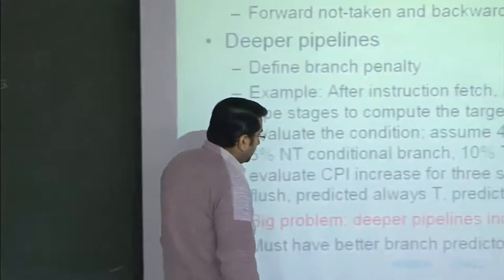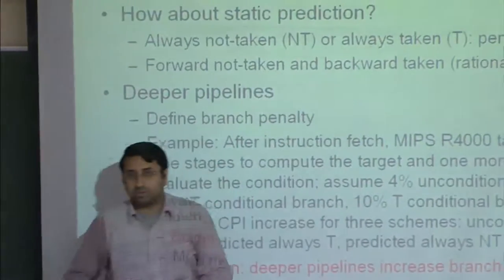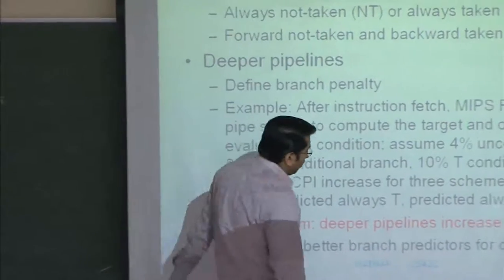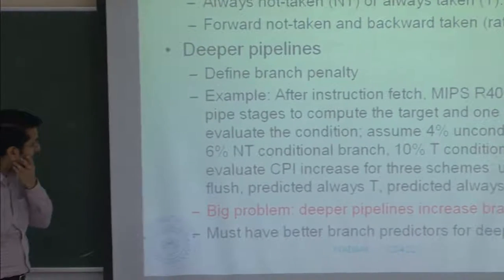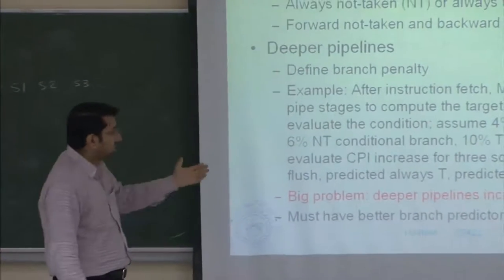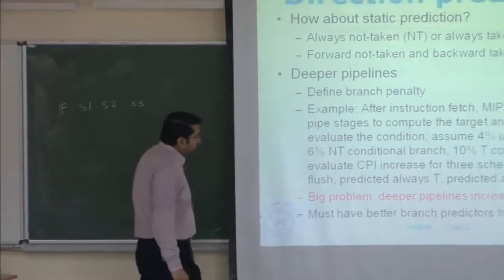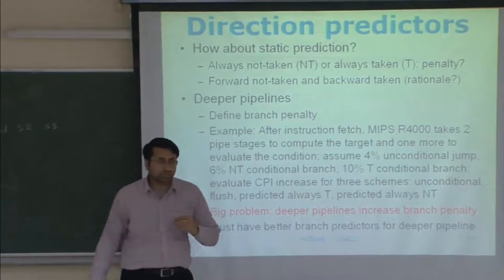The second option is predicted always taken. Whatever may be the case, you predict taken all the time. The third option is predicted always not taken. So you have to evaluate these three options in terms of CPI. Let's do that. First you have to figure out how many bubbles you need to insert in these three cases.